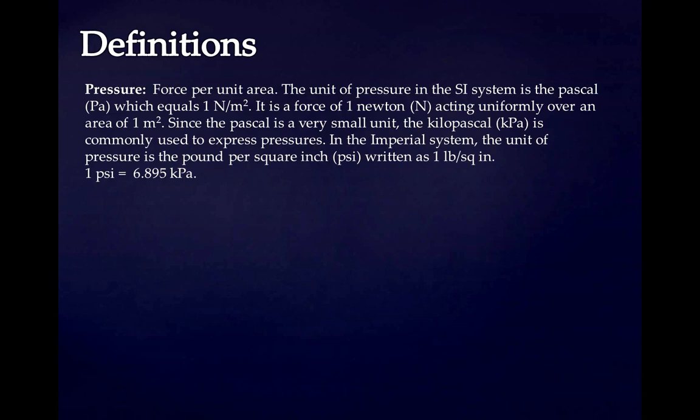In the imperial system, the unit of pressure is the pound per square inch, psi, written as 1 lb over a square inch. 1 psi is equal to 6.895 kilopascals.